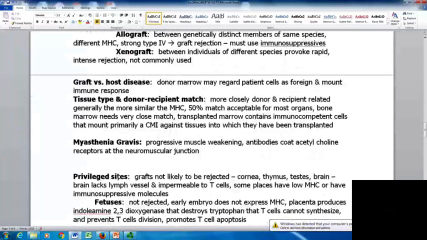So myasthenia gravis, this is a disease that is going to involve progressive muscle weakening. Here the antibodies coat acetylcholine receptors at the neuromuscular junction.